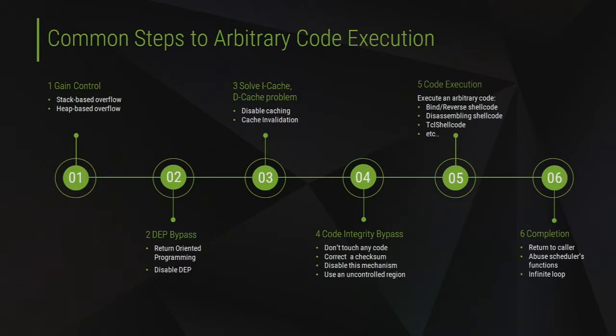To execute arbitrary code, first you need to gain control. For this, you can use a buffer overflow or heap overflow vulnerability. After that, you must bypass DEP. Then you need to somehow solve the cache problems. Next, if you are going to modify the code, you will have to bypass the code integrity check mechanism. After that, you write and execute your payload. Finally, you must terminate the shellcode so that it does not cause the device to reboot. Now, let's consider each step.